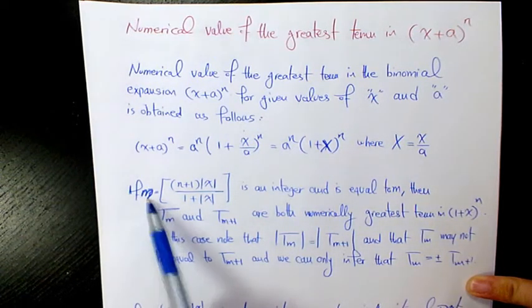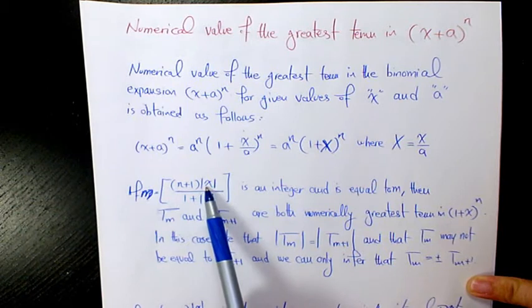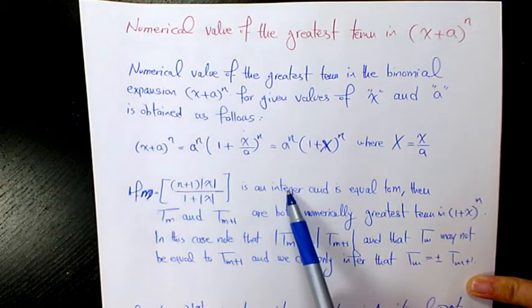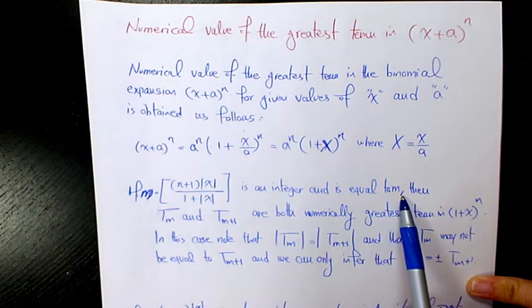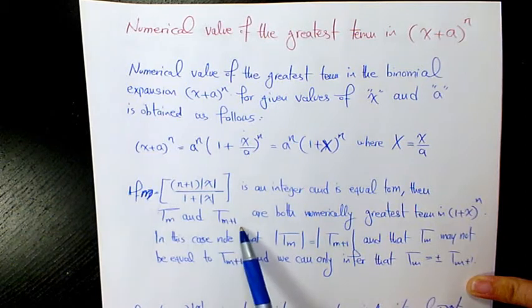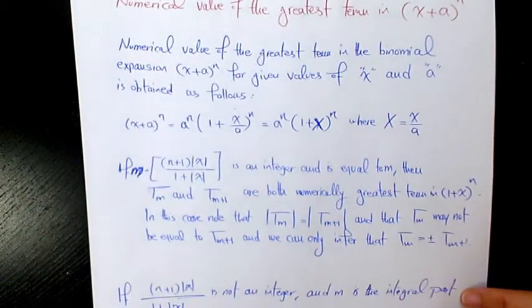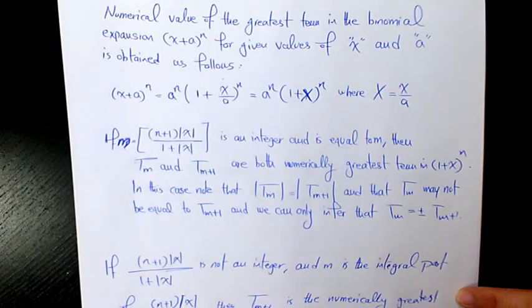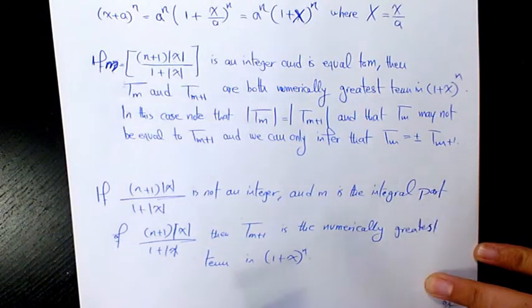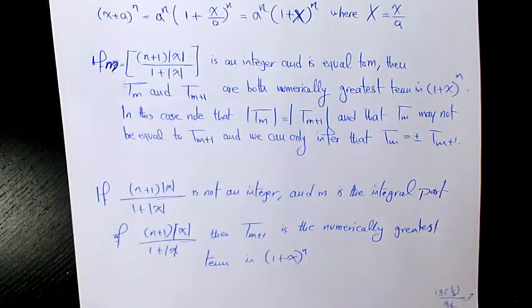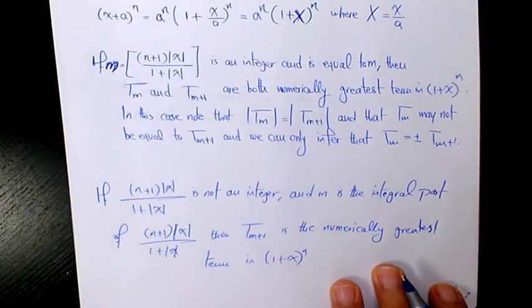So if m equals (n + 1) times the absolute value of X divided by 1 plus the absolute value of X is an integer and is equal to m, then T_m and T_(m+1) are the numerically greatest terms in the expansion of (1 + X)^n. If it's not an integer, then the integral part of m is going to be considered and T_(m+1) is going to be the numerically greatest term in the expansion of (1 + X)^n. Let's see some examples so you can learn it better.